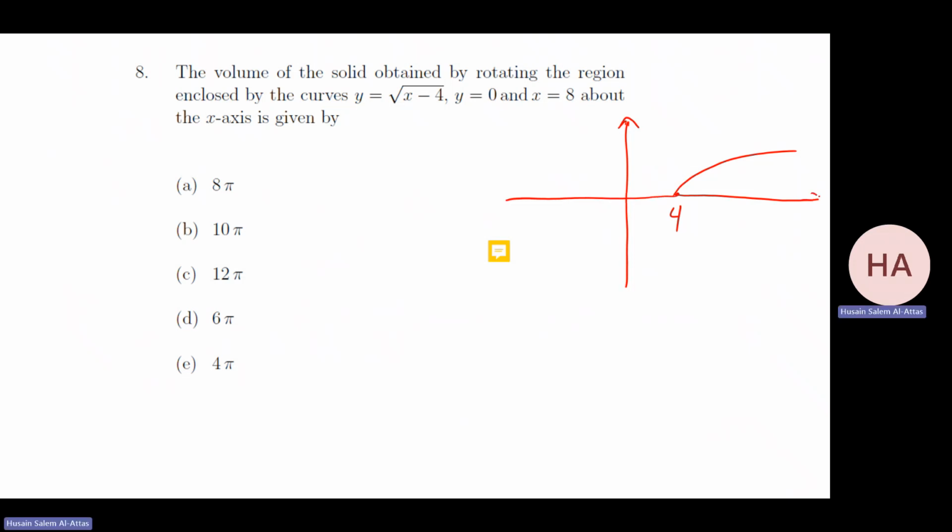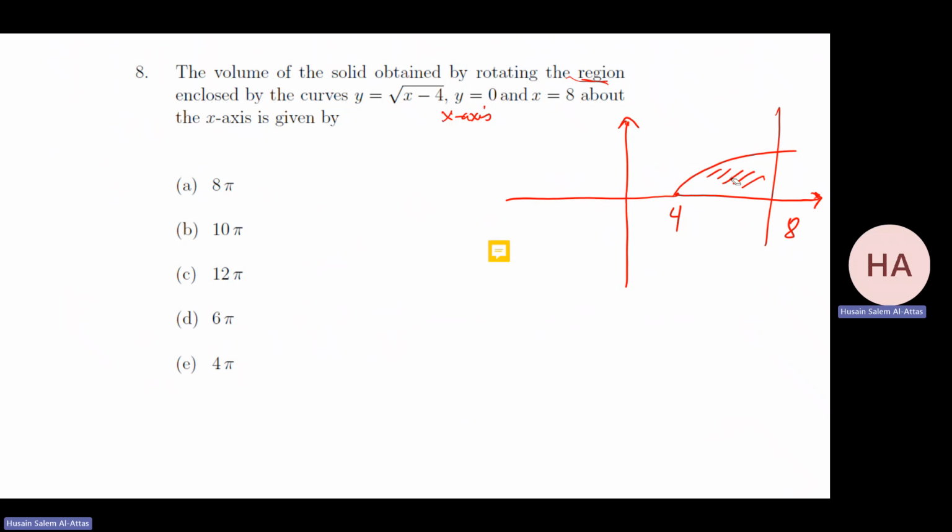So this is my function. This is the x-axis, this is the y-axis. And what is the region? First you need to sketch the region enclosed by the curve, y equals 0, which is the x-axis, and x equals 8, which is this one. So I'm talking about this region.